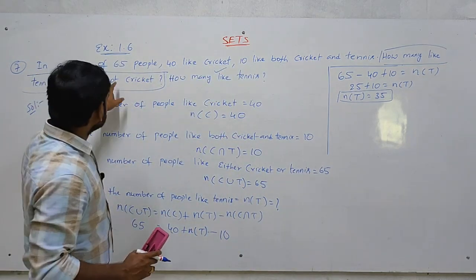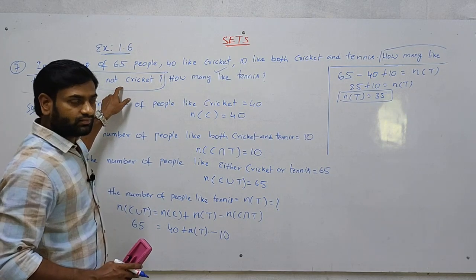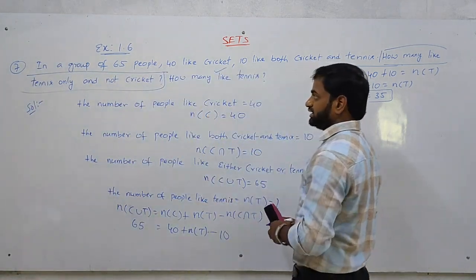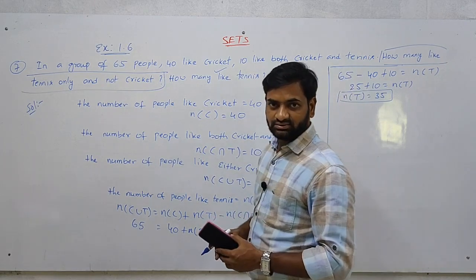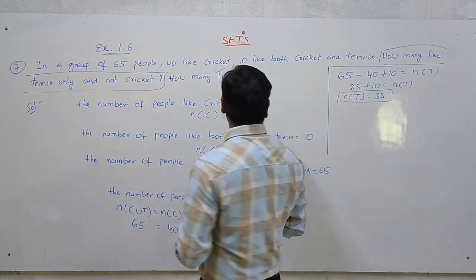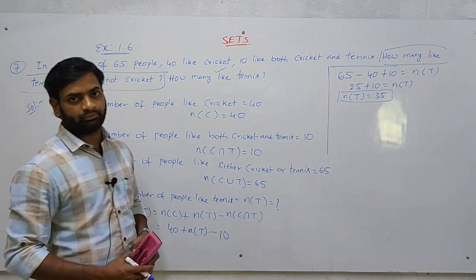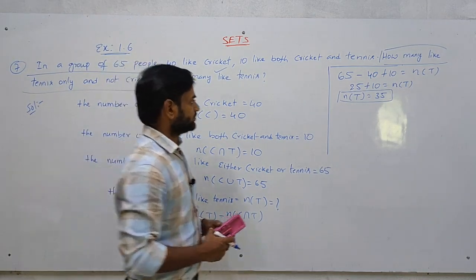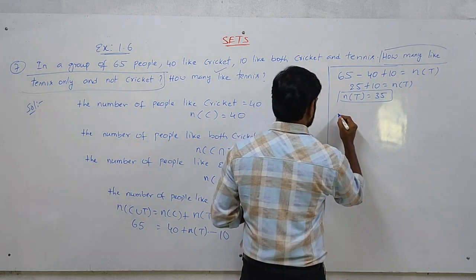Now come to this one. How many like tennis only, not cricket? Here we have to see the Venn diagram. If you see the Venn diagram, you can understand easily. See the Venn diagram here.